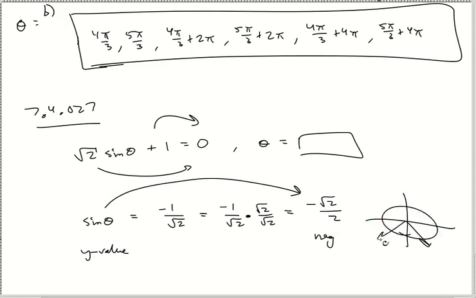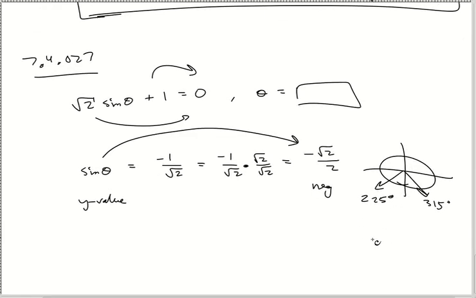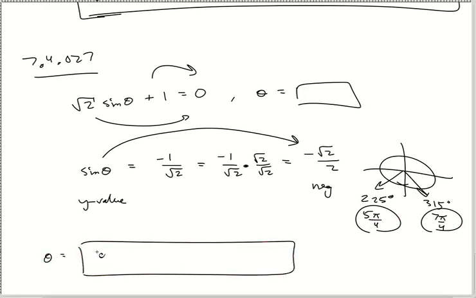Negative y value here and here. That's going to be at the 315 and the 225. There we go. Of course, that's going to be a 5 pi over 4 and a 7 pi over 4. These guys. And those are going to be my answers with some 2 pi k action. That's it. So notice that I simplified it. I didn't think that was very difficult. We've simplified harder things than that.